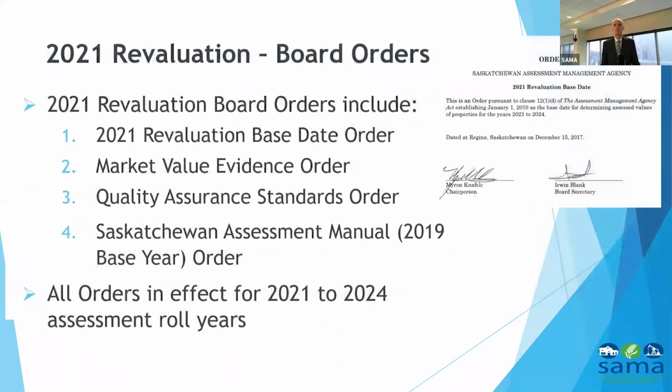All right, we're leaving legislation and we're moving into board orders. And a lot of folks don't know that there are 4 key board orders for every revaluation. Why they're important is they give us the ground rules heading into a revaluation in terms of what we're valuing, what point in time, what information we can look at, and what standards we need to achieve. The first order is the base date order.